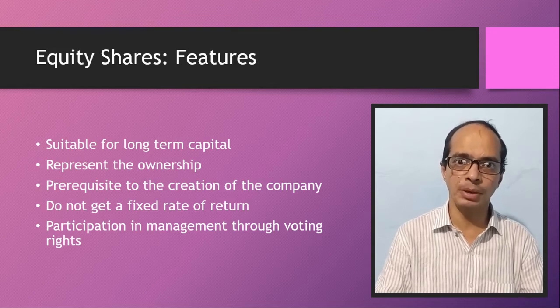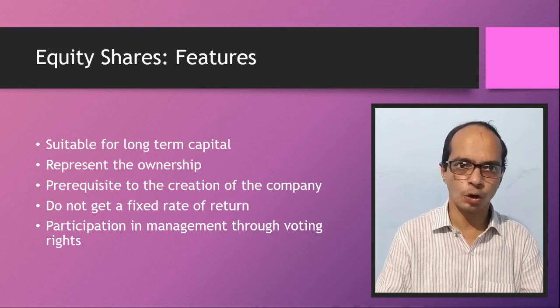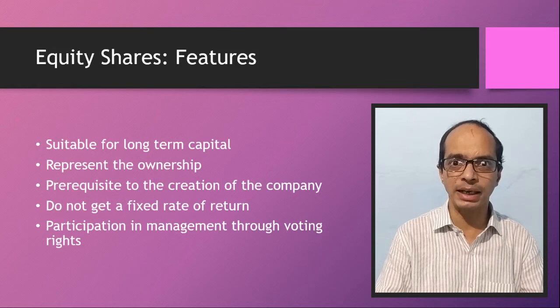Every joint stock company must have equity shares. It is one of the basic requirements for creation of a company. And as I told you earlier, the dividend payable on this share is not fixed. It is fully depending upon availability of profit for distribution. And one more point, these shareholders participate in the management of the company through voting rights. These voting rights are available to equity shareholders in the proportion of shares held by them, not one person, one vote.